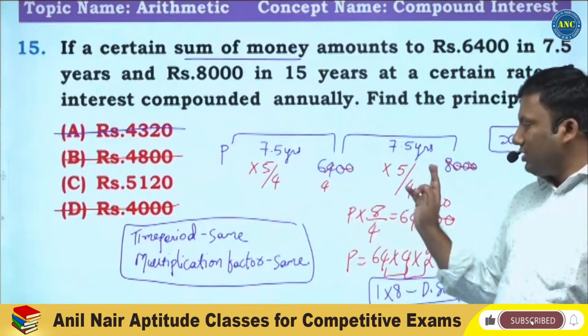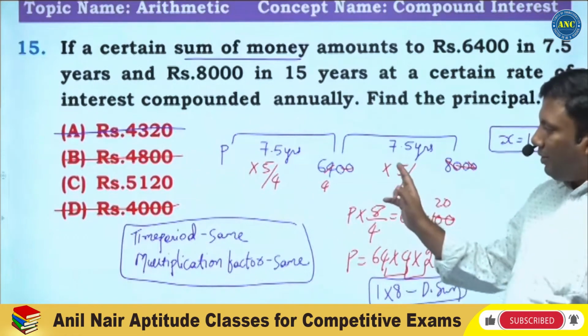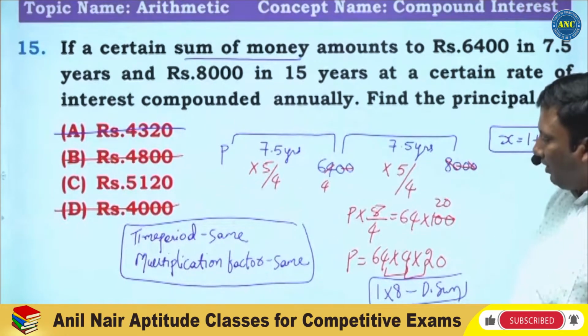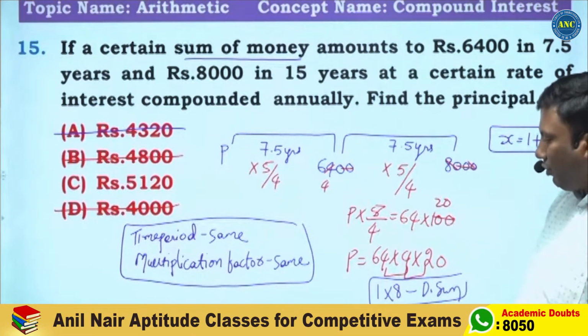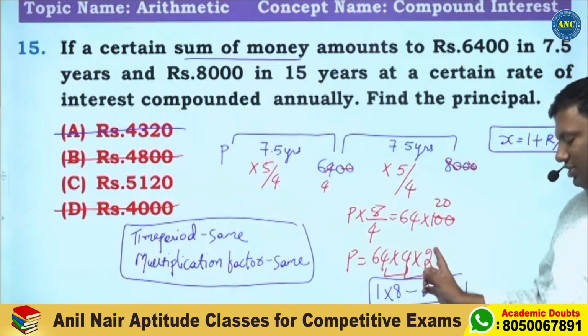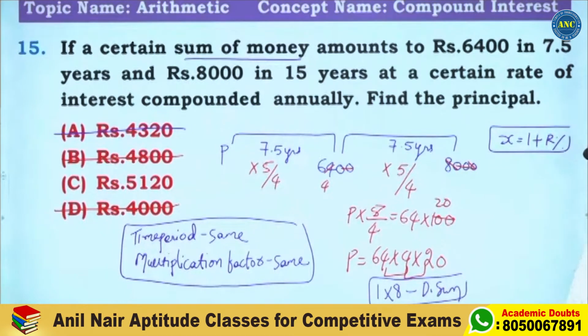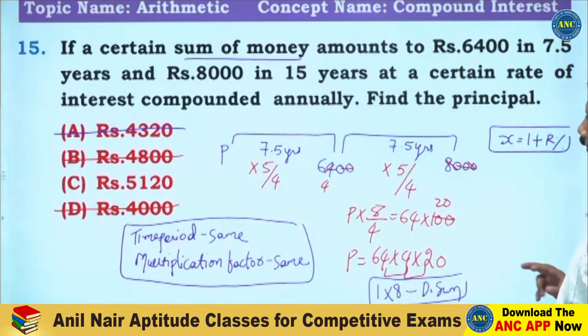16 4s are, 16 5s are. So if it is 5 by 4 here, here also it will be 5 by 4. P into 5 by 4 is equivalent to 6,400. 4 4s are 16, 16 2s are 32. The rightmost non-zero digit will be 2, and the digital sum should be 8. So 15th.